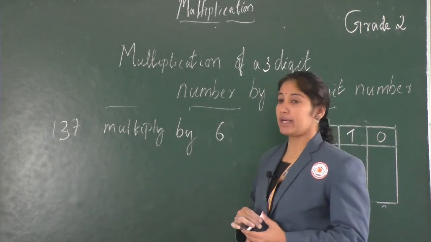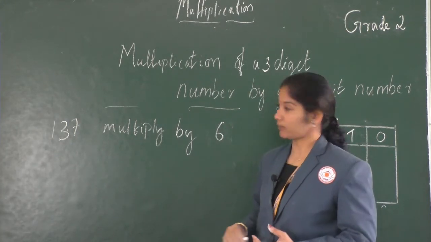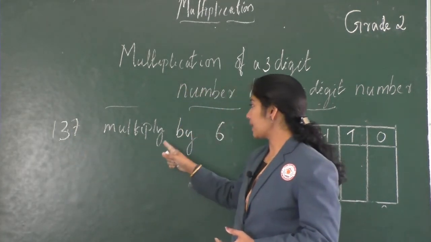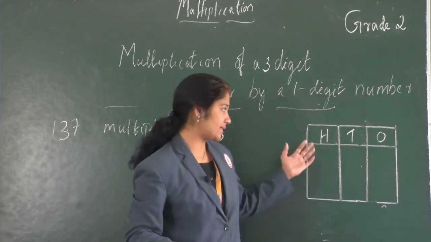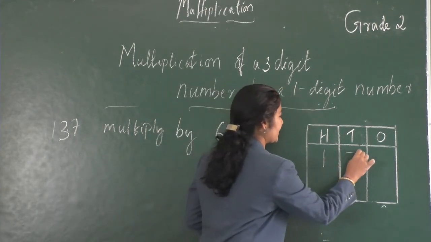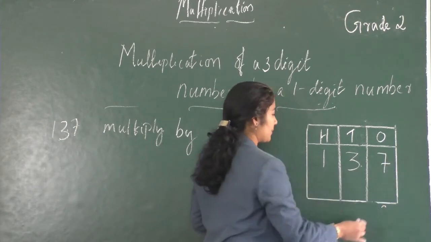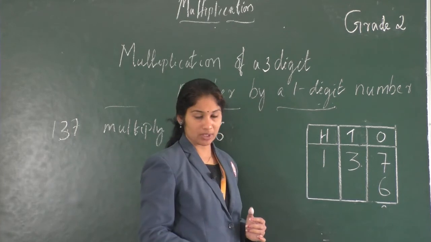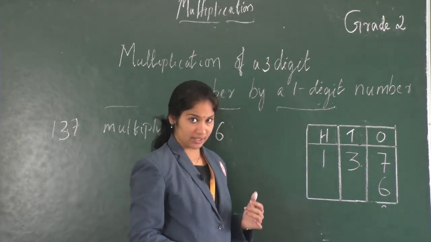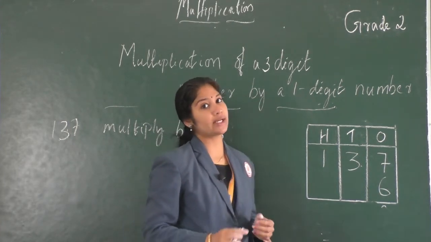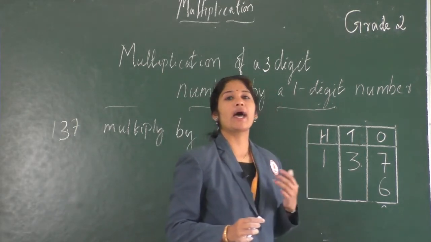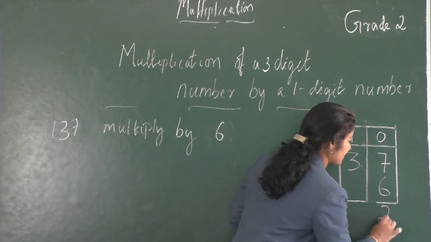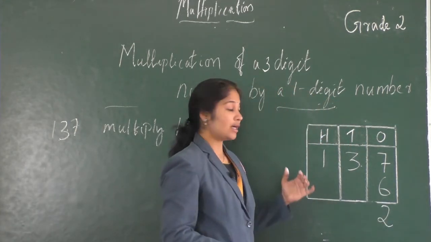Children, we'll take another example from the textbook, exercise 7E, question number H. Multiplication of a 3-digit number by a 1-digit number with regrouping. Our question is 137 multiplied by 6. We can write it in a place value chart. We already learned the 6 table. What is 6 into 7? Yes, 42. 42 we can regroup into 4 tens and 2 ones. 2 ones we write at the ones place and 4 tens we write at the tens place.